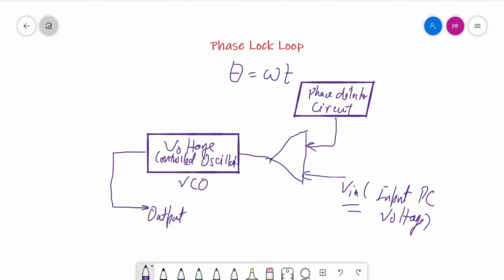This phase detector circuit will basically take the phase of the voltage controlled oscillator, and compare the corresponding voltage with the input voltage. So how does it work?